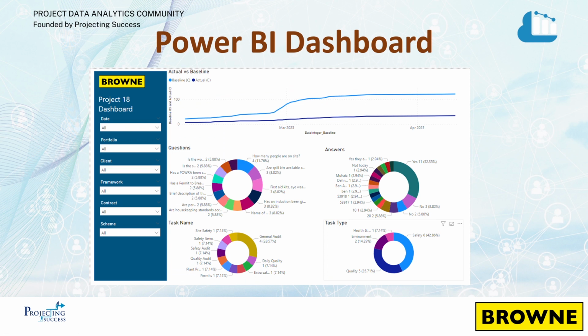So now that we've got these completed, we can pull these through into our Power BI dashboard. So from here you can see our baseline forecast completion dates and our actual completion dates. So you can see here the spread of them. You can also drive data into these pie charts, such as how many of each task is being completed, what questions and what answers we're getting back through them. This is all filterable by the WBS and by date.